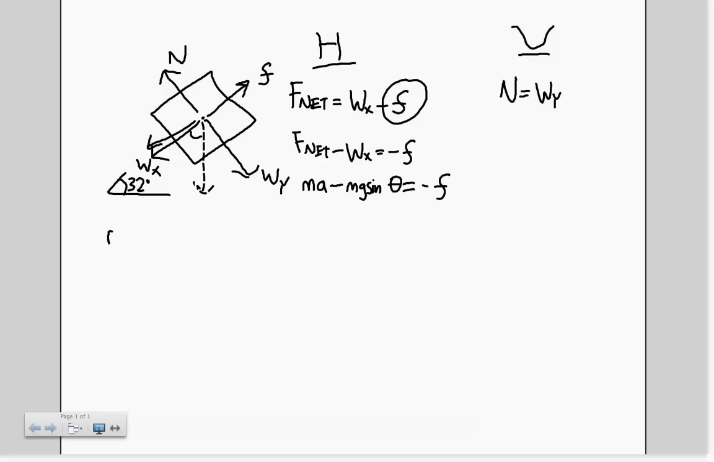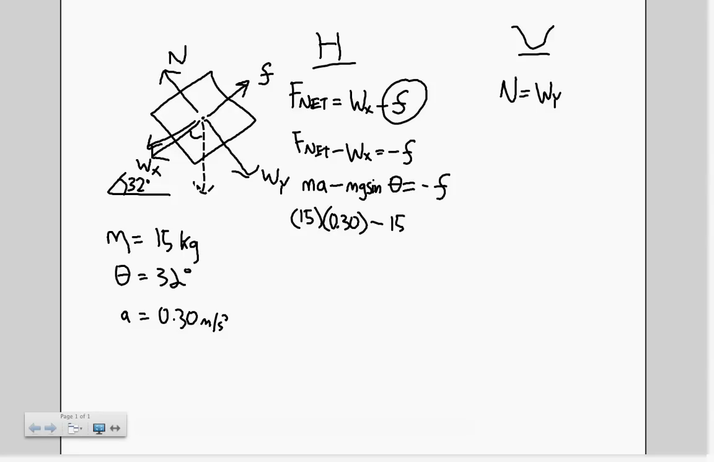So let's get our values, which are mass is equal to 15 kilograms. Angle theta is equal to 32 degrees. And acceleration is equal to 0.30 meters per second squared. Alright. So now we can fill in our values. The mass is 15. Acceleration is 0.30 subtracted by 15, and then g is equal to 9.8 because it is gravity, and then sine 32.